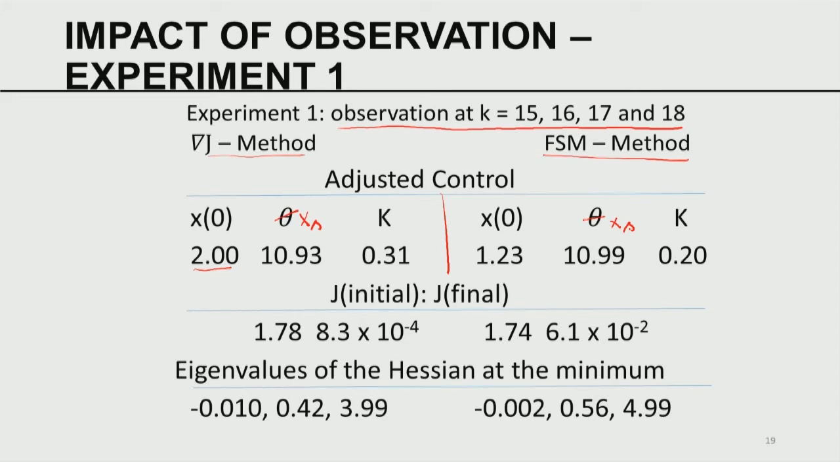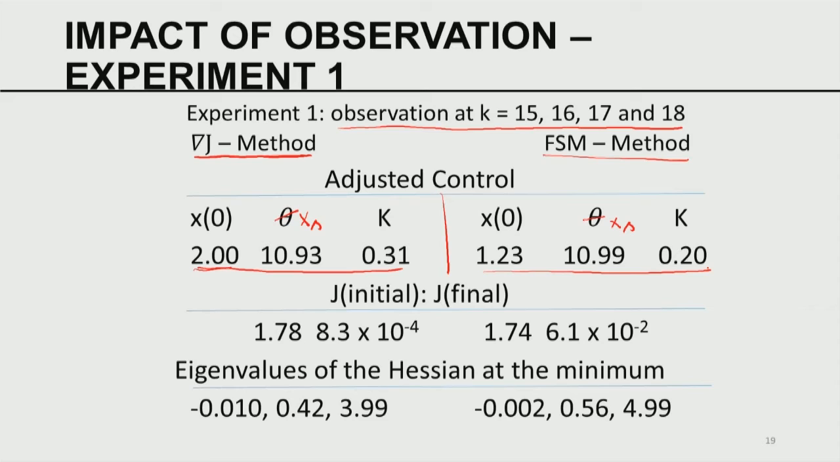The adjusted value of the control is given by the initial condition, the sea surface temperature, and the control value. Look at this now. This is the recovered value using these observations. I use 4 observations at times 15, 16, 17, 18. If I apply the adjoint method, the recovered values are these. Using the same observations, if I use the FSM method, I get the recovered values to be this.